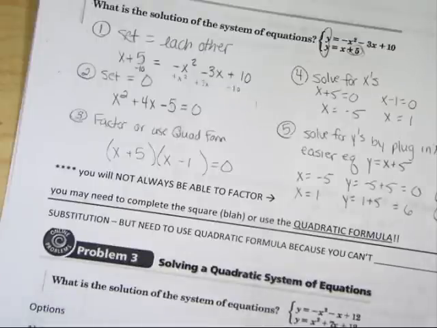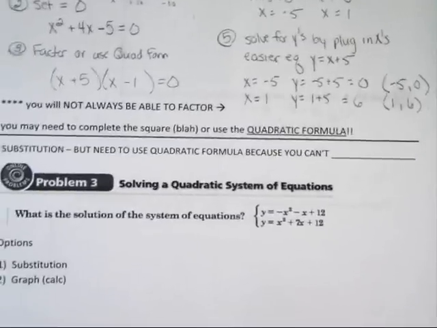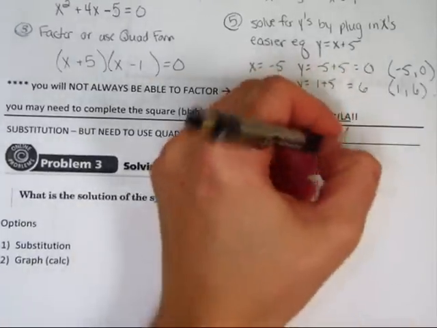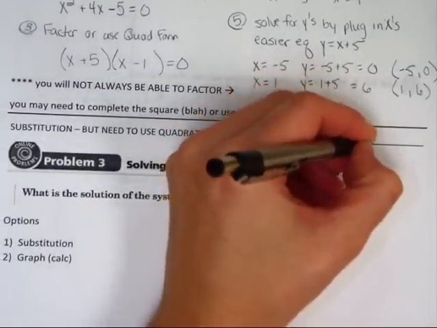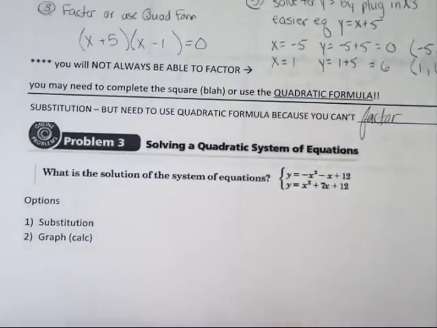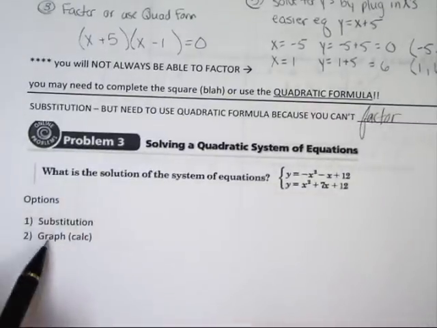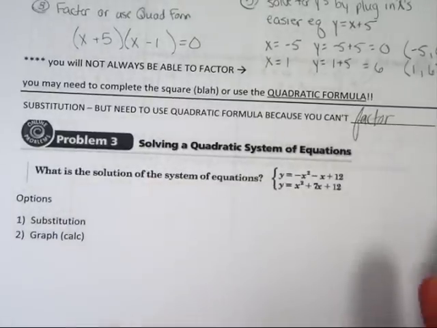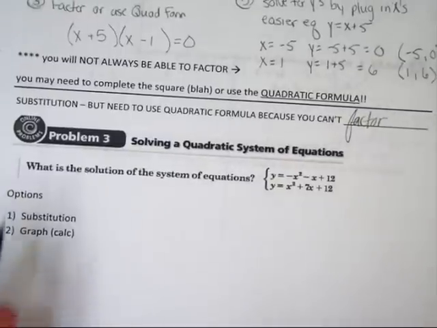In the next section of the notes, we're going to do this one more time, but in these ones you're going to have to use the quadratic formula because you won't be able to factor like you could above. What is the solution of these two equations? Alright, we are not going to use our graphing calculator. I can teach you that some other time or maybe another video. We're going to try using substitution.